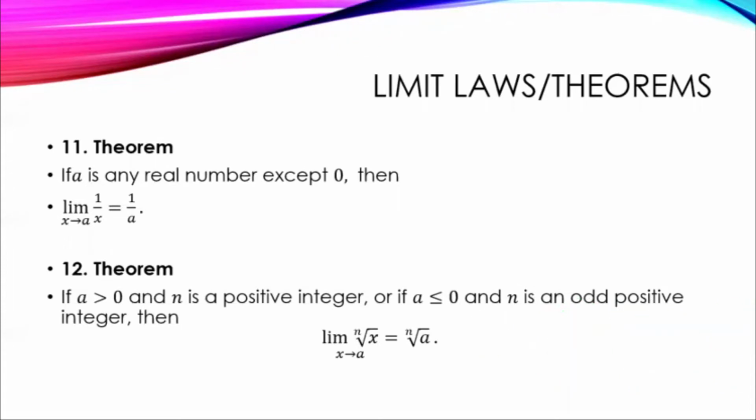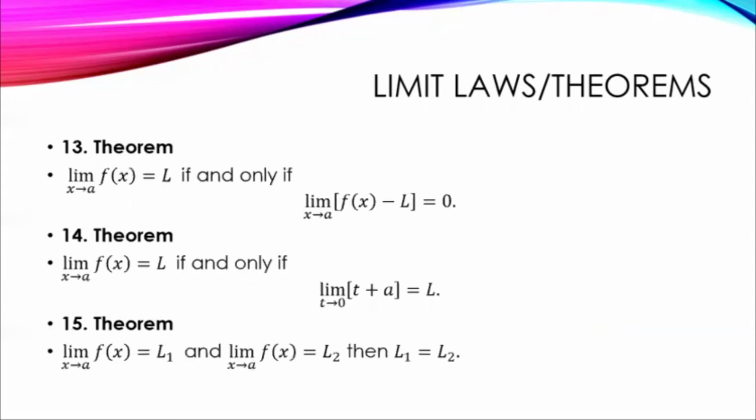Now for the next theorem, this theorem states that the limit of f of x is equal to L as x approaches a if and only if the limit of f of x minus L as x approaches a is equal to 0. This is a biconditional. So if this is true, then this is true. And if we reverse it, if this is true, then this condition must also be true.